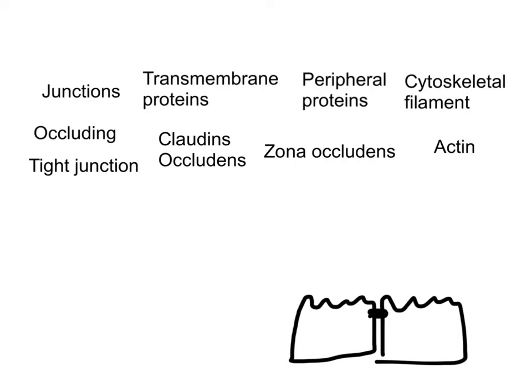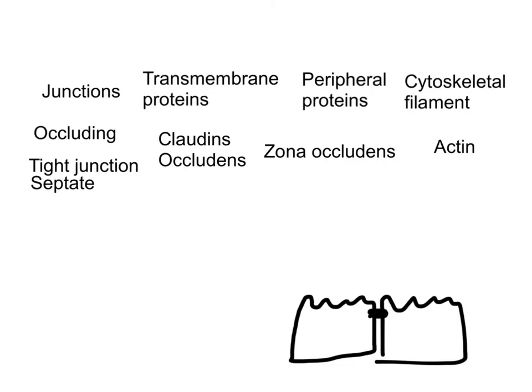All right. Now, tight junctions are found in vertebrates. What's the one that's found in invertebrates? They're called septate junctions. Same function. All right. Septate. All right, that's good enough. So those are occluding junctions.